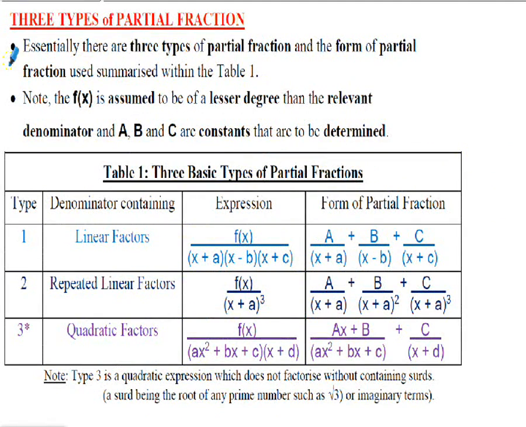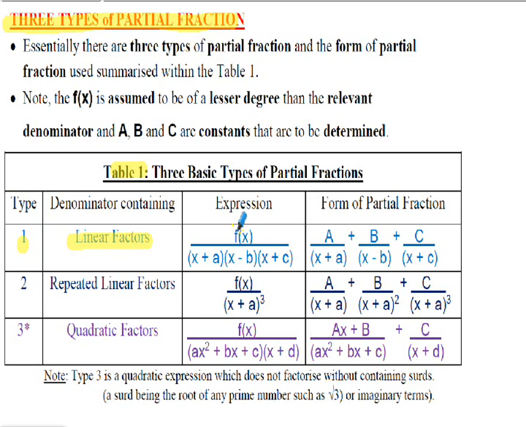From the previous presentation on partial fractions, we know there are three types of partial fraction that can arise, as shown in table 1 below. These are linear factors, repeated linear factors and quadratic factors. However, in this presentation, we will only consider type 1, the linear factors.